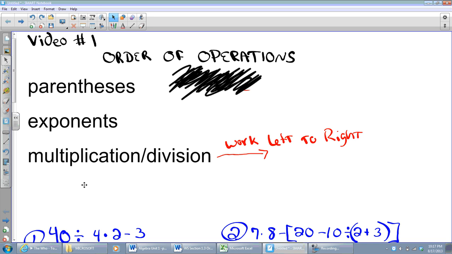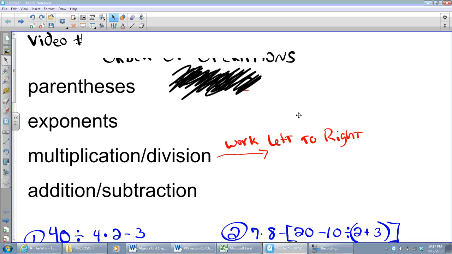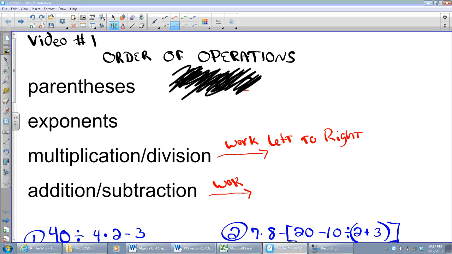All right. Uh-oh, another sneeze is coming on. Achoo! And we will then look at the addition and subtraction. And again, we're going to follow the rule of left to right. We're going to work left to right.